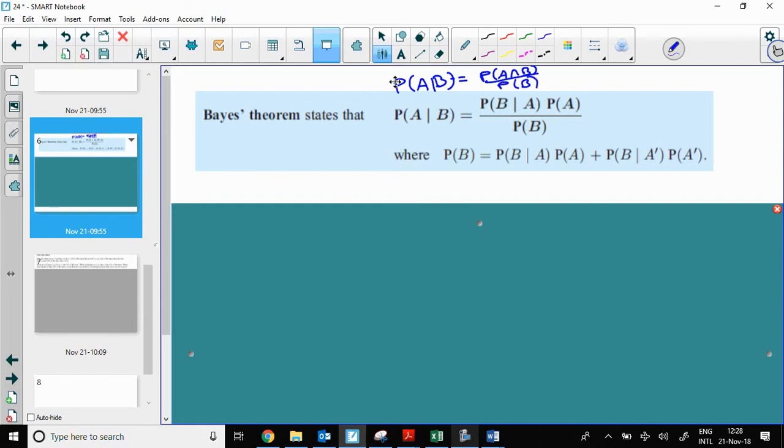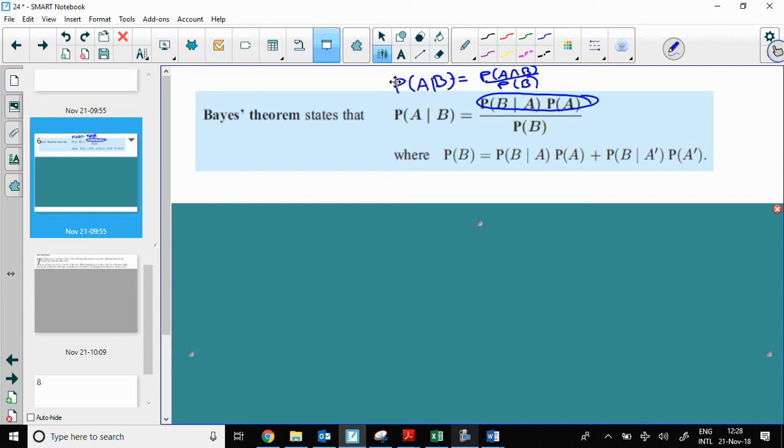How does that compare to what we see before us here? Well, the denominators are the same. The numerator is slightly different. Why is that? Well, the probability of B given A multiplied by the probability of A, that is the probability of A and B. We talked about that in the last video very briefly.